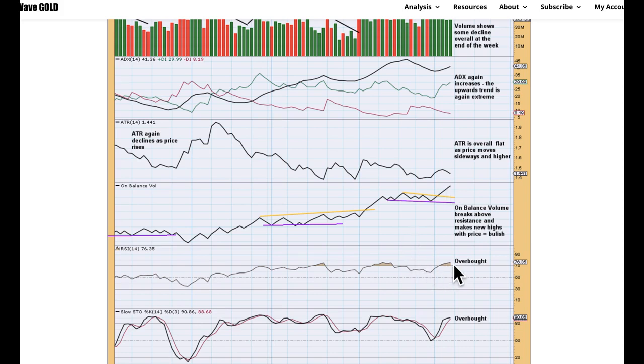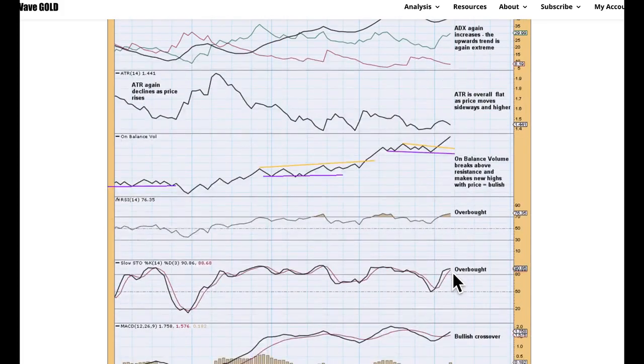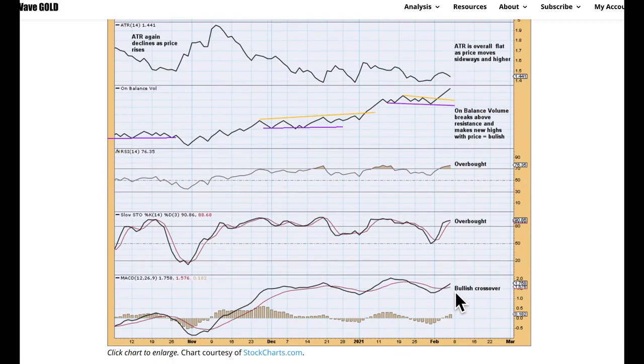RSI is again overbought. It can reach more deeply overbought and remain there for longer before the trend may end, but it is starting to sound a warning that this trend is becoming extreme at the daily chart level and stretched. Stochastics is overbought, but when this market trends, it can remain overbought for a long period of time. We use this for a consolidating market, not a trending market. And MACD gives us a bullish crossover.